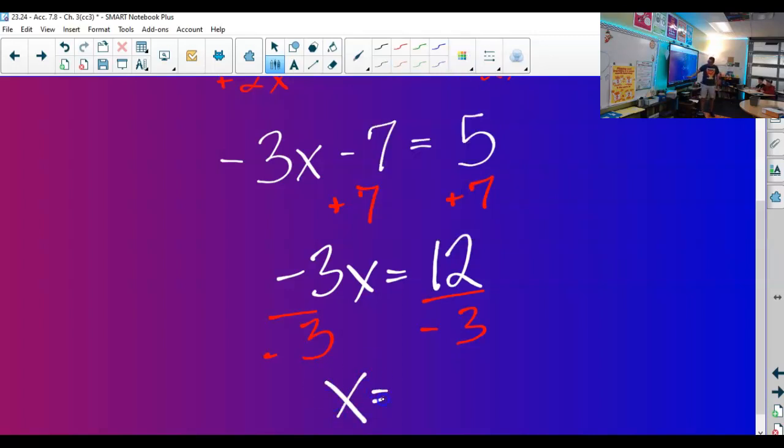So careful. We're dividing with a negative. Now, what happens when I flip the equal sign around? It's still an equal sign. Well, what's 12 divided by negative 3? Negative 4. So there's one answer here. Negative 4.